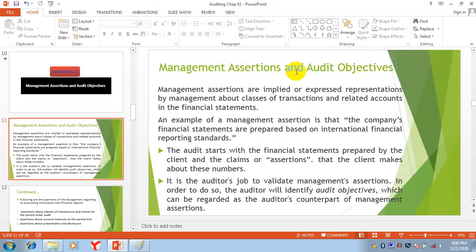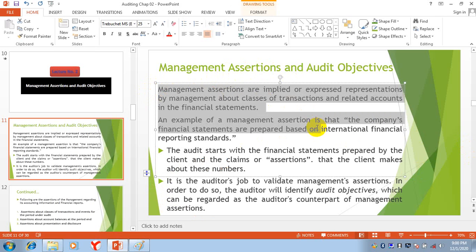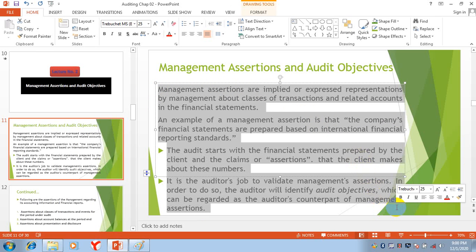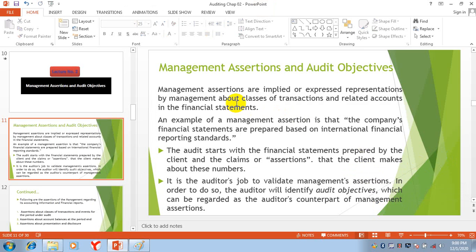So in simple words, what are management assertions? When management is maintaining accounting records, they are claiming something about this record, that this record is true and fair, and this is according to the international financial reporting standards. This is their claim. Now, when the auditor comes, he will check the claim of the management, whether what management said is true or not.